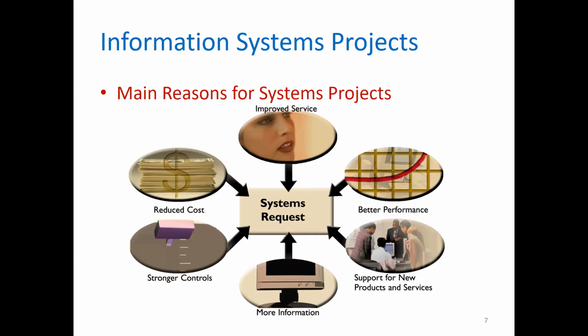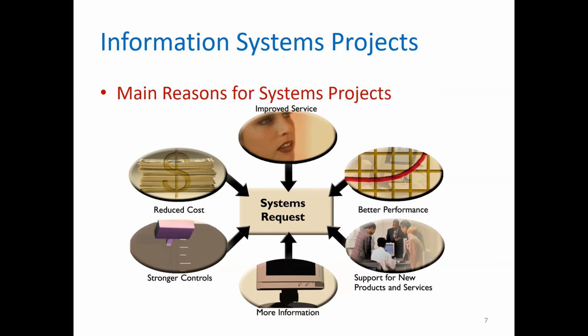Main reasons for systems project. First one is improved service. System requests are often aimed at improving service to customers or users within the company. Better performance. The current system might not meet performance requirements. Support for new products and services. New products and services often require new types or levels of IT support.